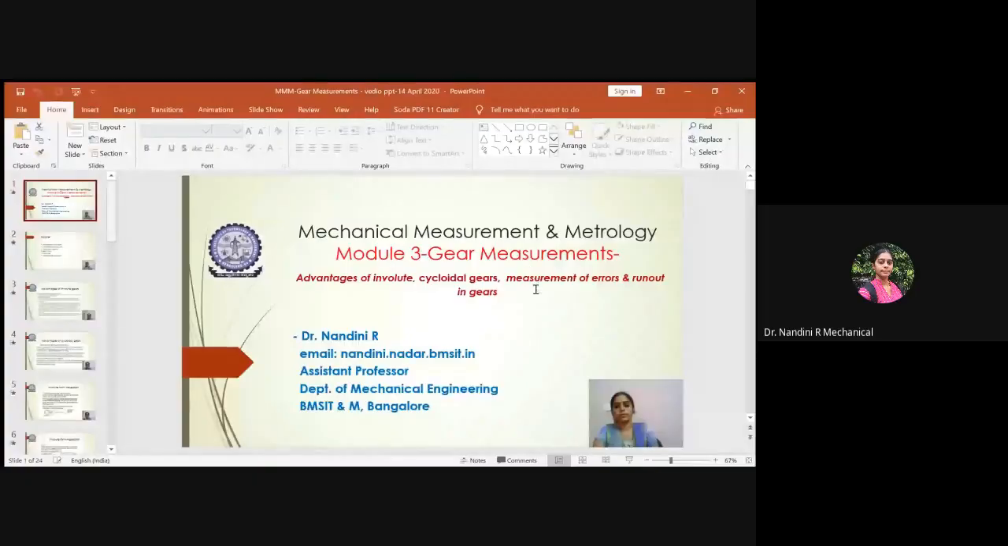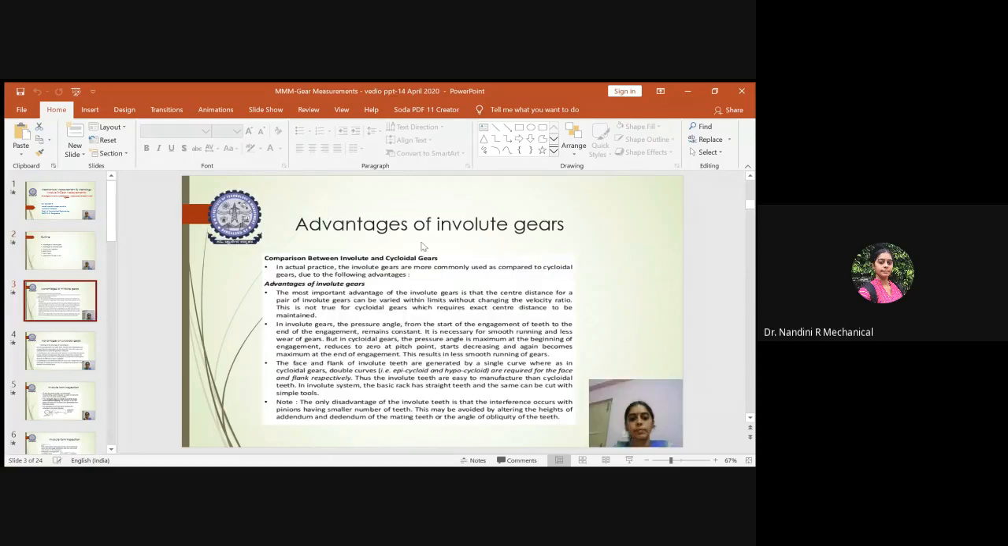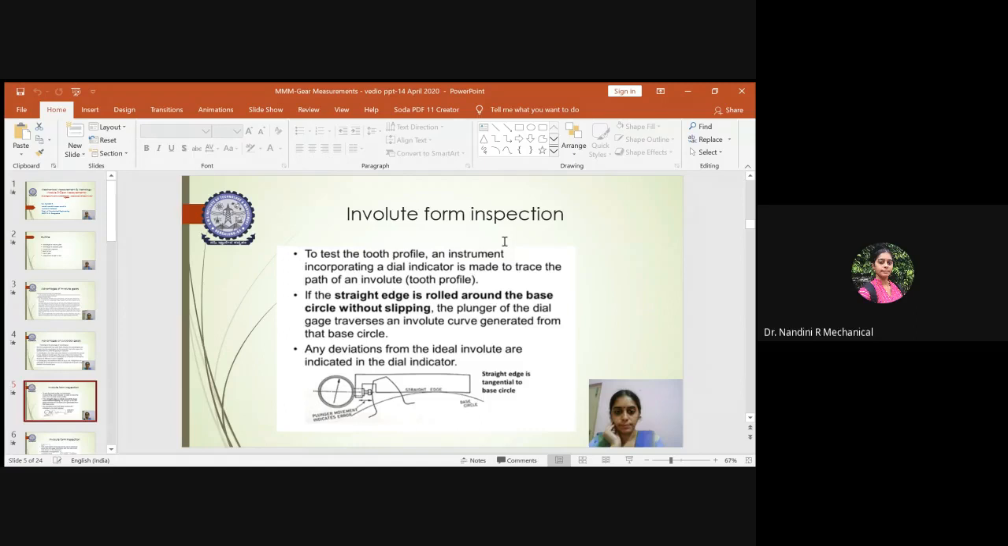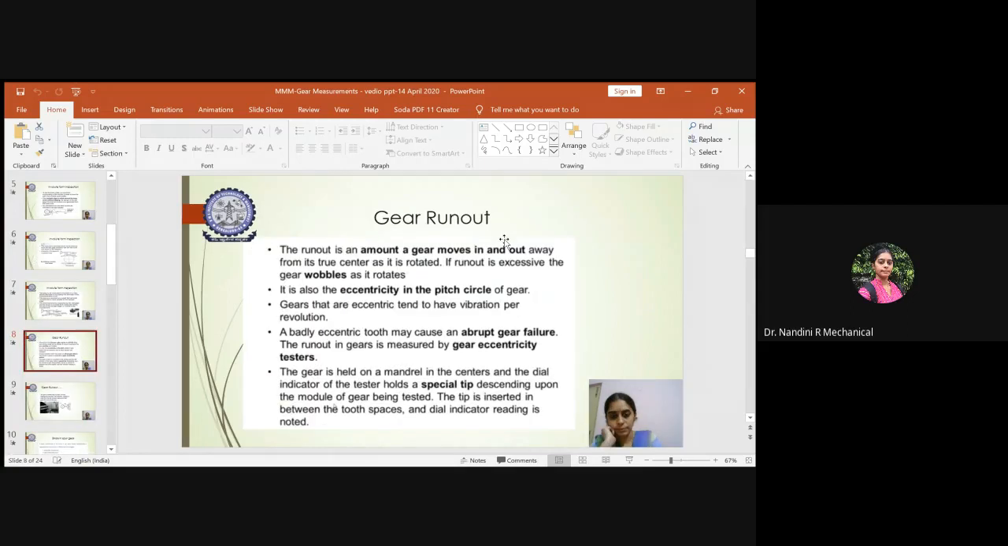Right, so we dealt with gear measurements. Basically, we spoke about what you mean by gear, its classifications, the advantages of involute gears. And then we spoke about what you mean by the involute form, so how it will be inspected. So involute form inspections we dealt, and also we studied what you mean by gear runout, and what we have to do when a gear runout occurs.